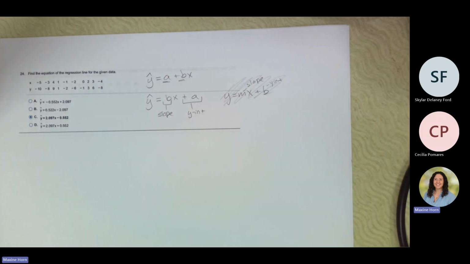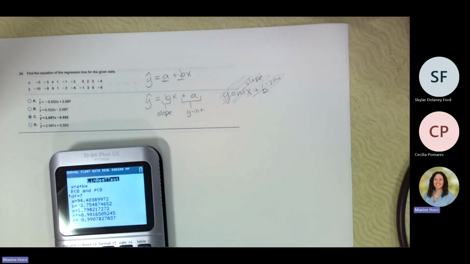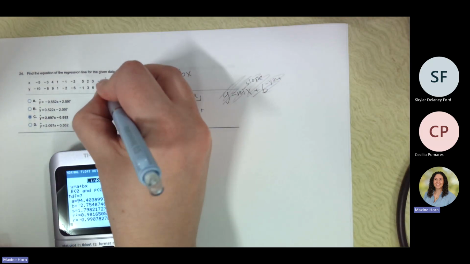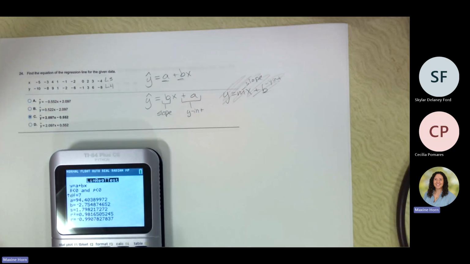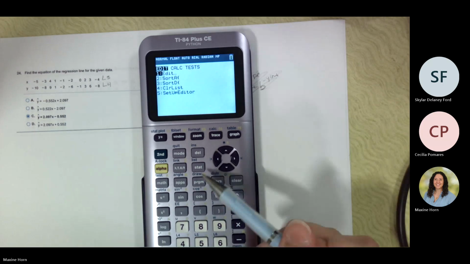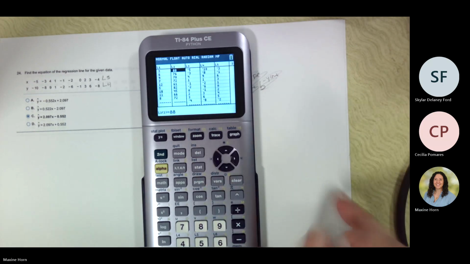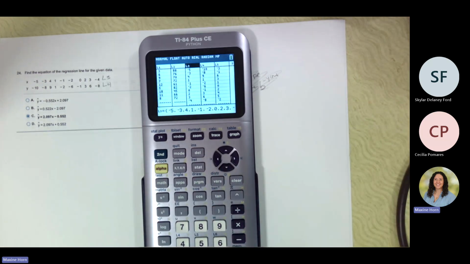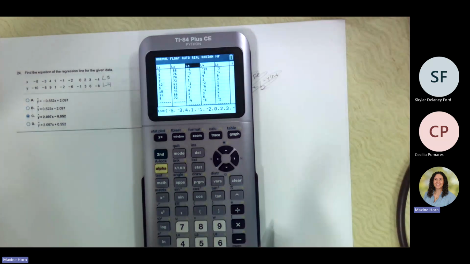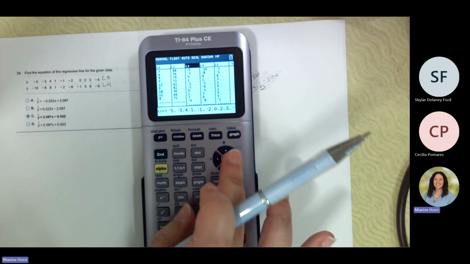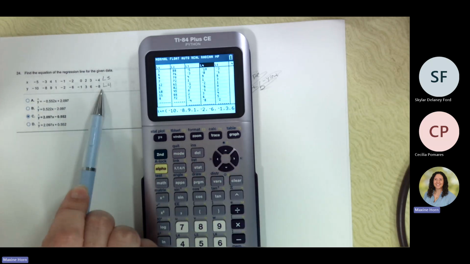Okay, so let me go back to my notes, see which lists I put these in. I said that I put this as list 3 and this is list 4. So I'm going to go to stat, edit, I hit enter, and then you put in whichever list you want. It doesn't have to be the one that I've done, but there's my x values. I put in list 3. I go over to list 4. Here are my y values.